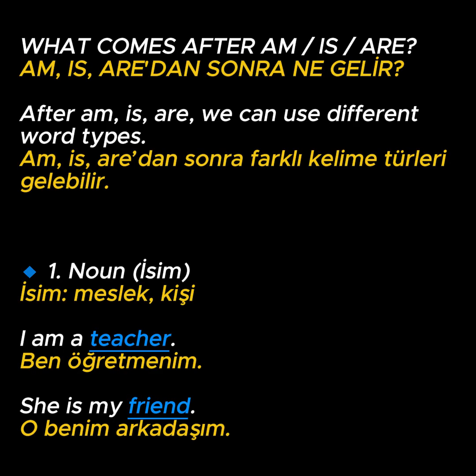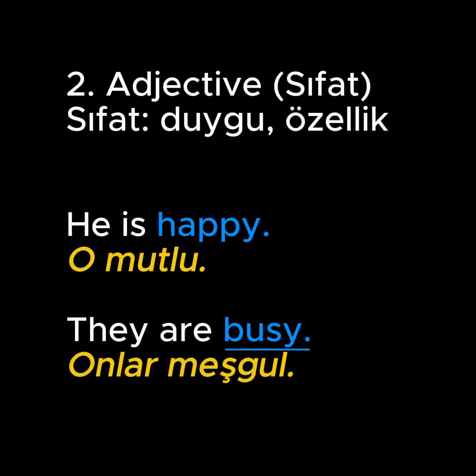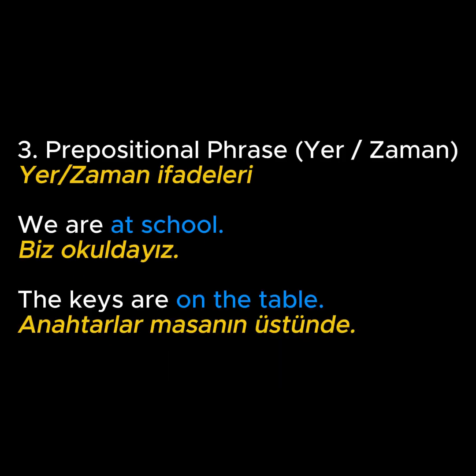What comes after am, is, are? After am, is, are, we can use different word types. 1. We can use a noun. I am a teacher. She is my friend. 2. We can use an adjective after the verb to be. For example, he is happy. They are busy. 3. We can also use a prepositional phrase.